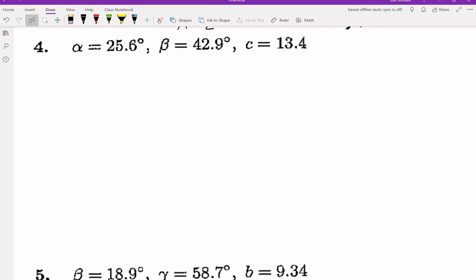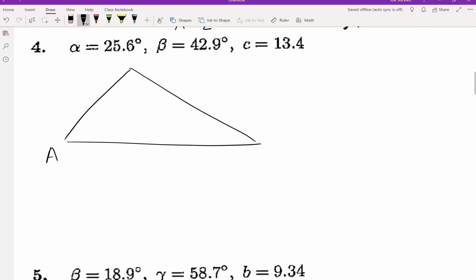All right, let's do another example here. So this one, just draw the picture. I'm not going to draw it to scale because that really doesn't matter when doing these problems, just trying to solve them. I know my alpha is 25.6 degrees. My beta is 42.9 degrees. And my C is 13.4. So again, we need to know one of these other sides so I can get two sides and the included angle, right?